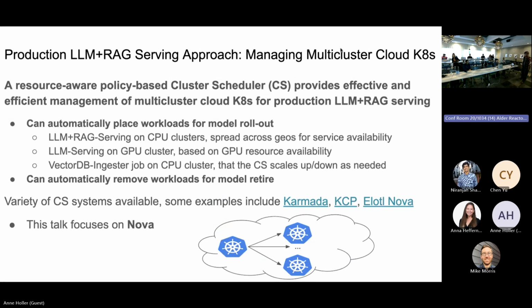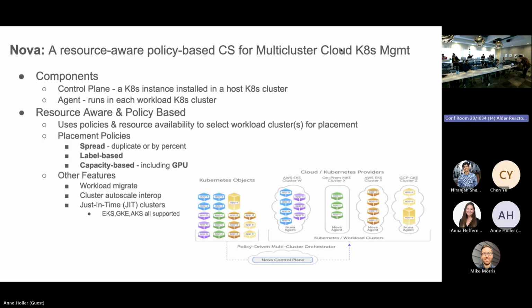And most importantly, this talk is going to focus primarily on Nova. There are other tools that you can use for this, but we're going to focus on Nova. There are some other ones you can take a look at, Karmada, KCP, etc. Okay, so some of the components of Nova: there's a control plane piece that's installed in one of your Kubernetes clusters. And then there are various agents that are installed in the clusters that you want to scale up and scale down across different places, kind of a similar architecture.